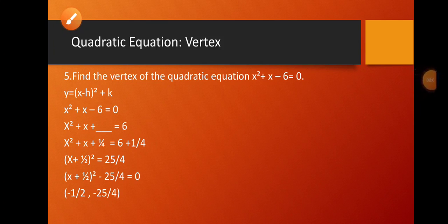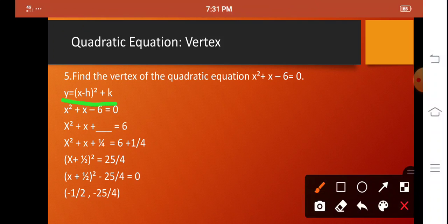Finding the vertex of a quadratic equation. Now, in finding the vertex of a quadratic equation, we can make use of a certain formula, or we can write the given equation into the form y is equal to the square of the quantity x minus h plus k. Let's take this as an example. Find the vertex of the quadratic equation x squared plus x minus 6 is equal to 0.